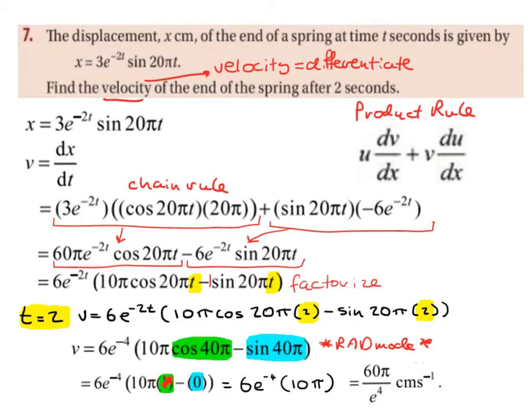and 10 pi times 1 is just going to be 10 pi. So we have 6e to the power of minus 4 times 10 pi, which we can rewrite as 60 pi over e to the power of positive 4. So that's just using our indices laws and changing the negative index into a fraction. So we have 60 pi over e to the power of 4 centimeters per second. So this is the velocity at the end of the spring after 2 seconds.